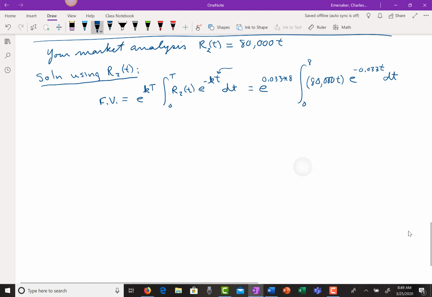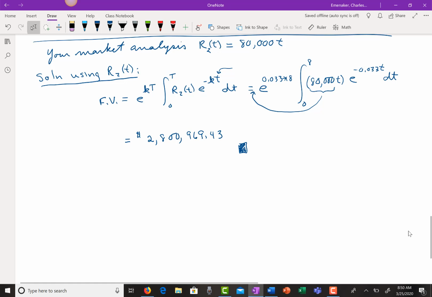If you want, you can bring this 80,000 out front. Either way, pause the movie, evaluate this on your calculator, and see what you get. Okay, hopefully you paused the movie and computed it on your calculator. You should come up with $2,800,969.43. Now, this is what your market analysis is suggesting the accumulated 8-year income stream is likely to look like.